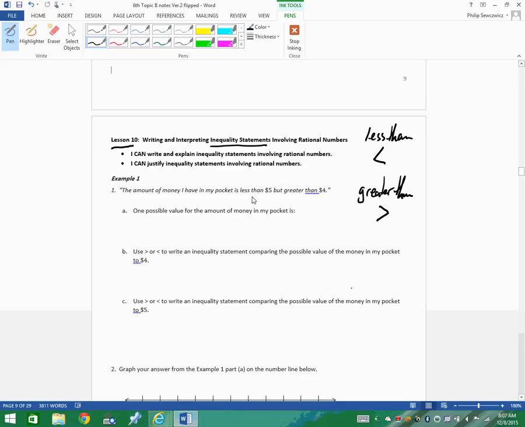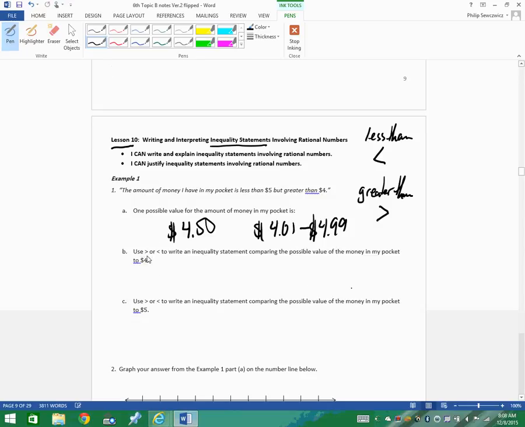So let's see here. The amount of money I have in my pocket is less than $5, but it's greater than $4. One possible value for the amount of money in my pocket is, as long as you're bigger than 4 and smaller than 5, how about $4.50? That works. You could have anyone as low as $4.01, and anyone in between, up to $4.99. All of that would be less than 5 but greater than 4. It can't be 4 because it needs to be greater than that amount, but it can't be 5 because it has to be less than 5. So that's why we're looking at these particular amounts.